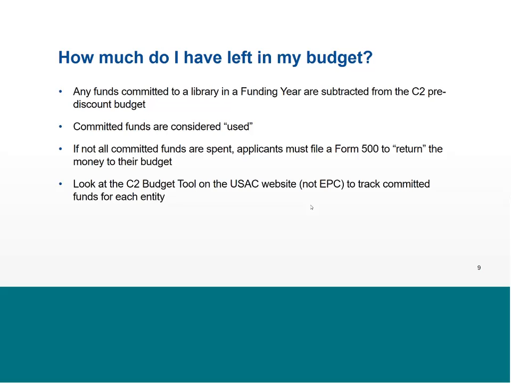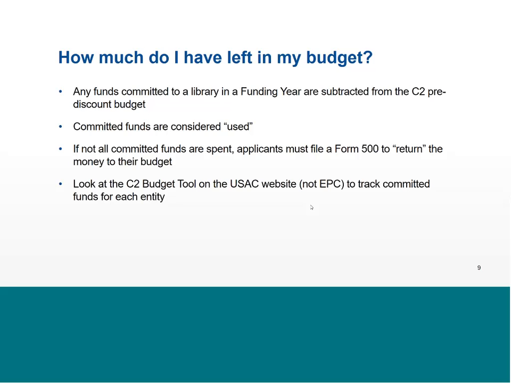Even though that money may not have been dispersed yet, it's considered used by USAC. And so what happens sometimes is, you'll go through the whole process, you'll get funded for a C2 project, and then you'll realize that for whatever reason, you can't go through with the project and you need to cancel it. In that case, if those funds have been committed on an FCDL, they're considered used by USAC, and so you would need to return that money.